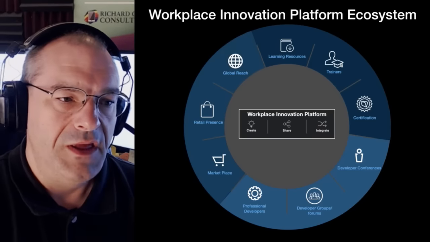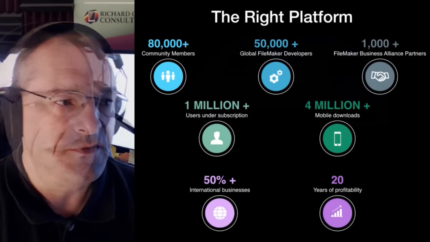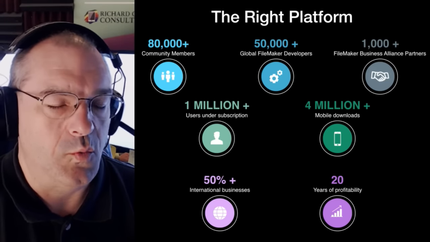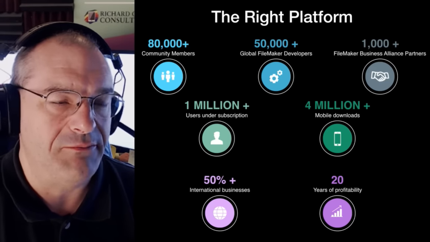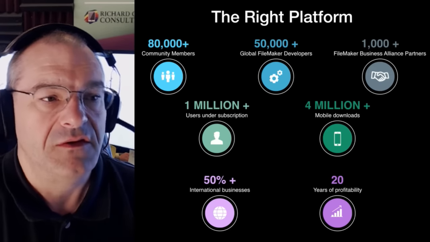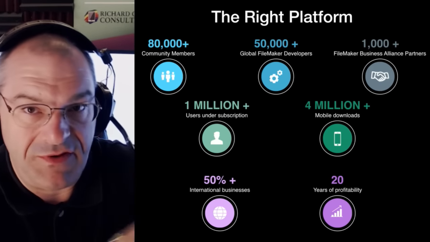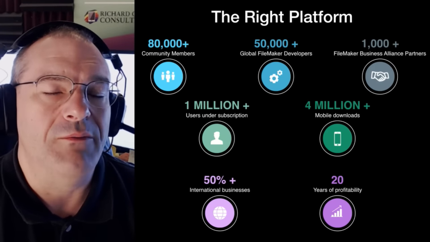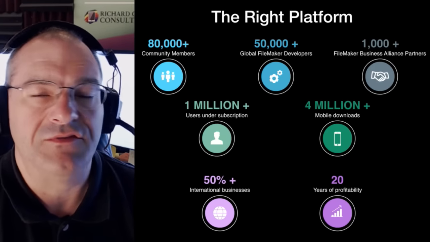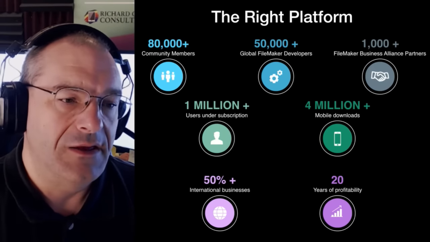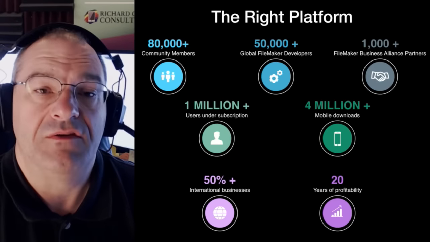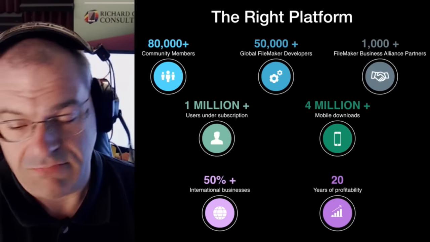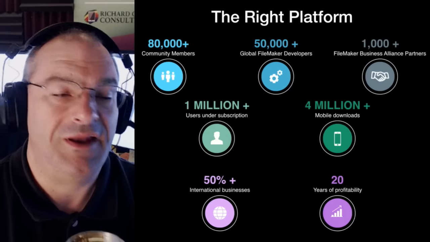If you take a look at the FileMaker platform itself, at any given time, there are about 100,000 FileMaker developers worldwide. FileMaker says there's 80,000, but based upon my calculations, if I define a developer as even a beginner developer, there's probably closer to 100,000. There are over 1 million people under active subscription, which means that every day there are about 1 million people using FileMaker. And that doesn't even count the people who pirated it, which would probably be another 30% anyway.